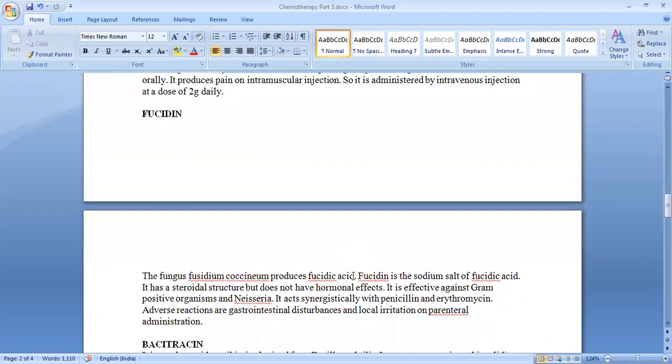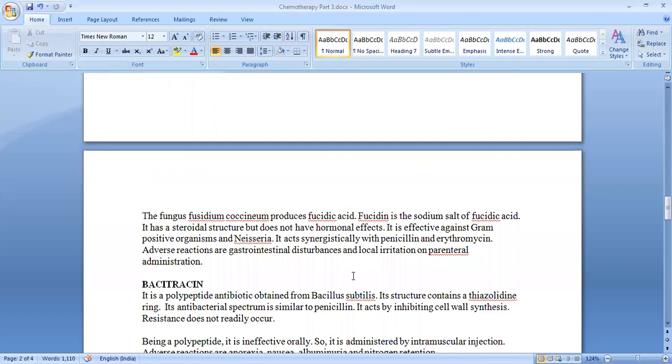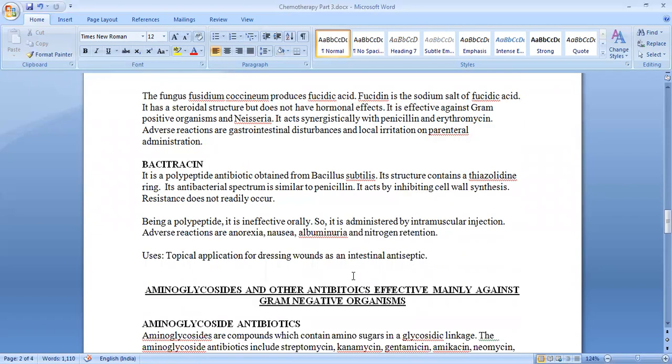This compound has a steroidal structure, but it does not have any hormone-like action. It has synergistic action with penicillin and erythromycin. It can be used in combination with those. It does have some side effects like GI disturbance and local irritation.